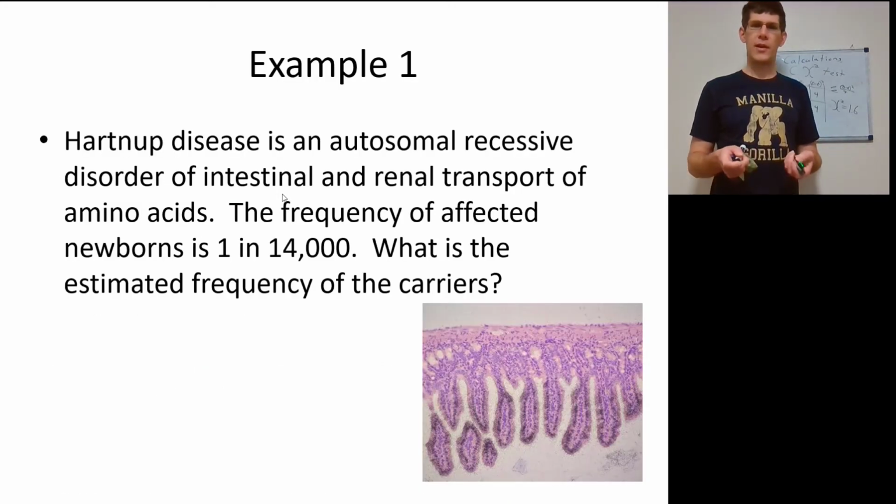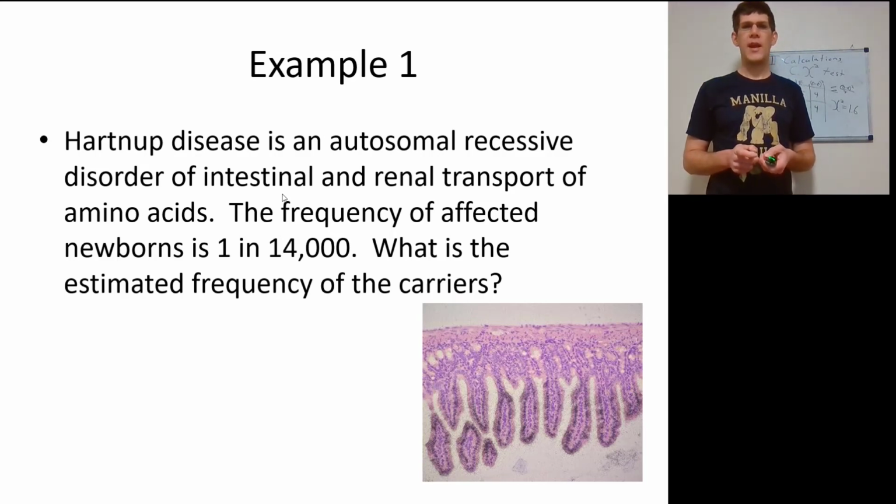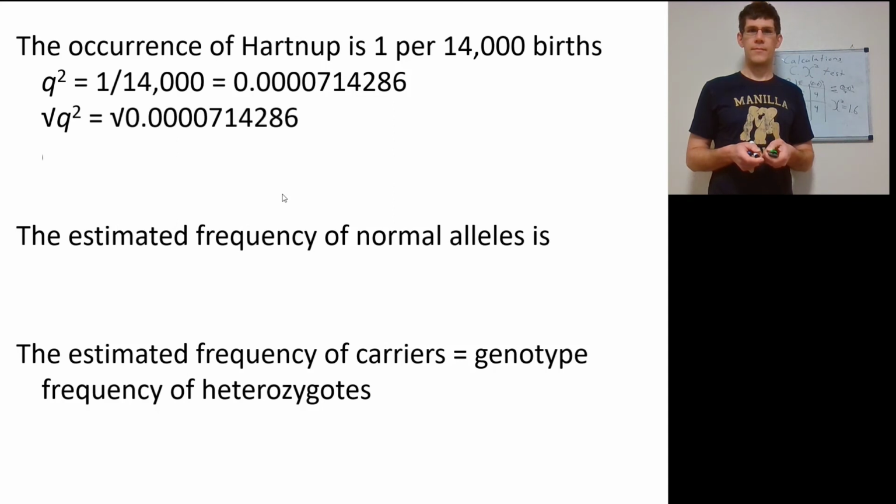So example number 1, here we go. Heart nut disease is autosomal recessive. Affected newborns is 1 in 14,000. So the frequency of carriers, well, you're looking for 2PQ. I'm going to let you do this on your own and review it on your own, and check your math with this.